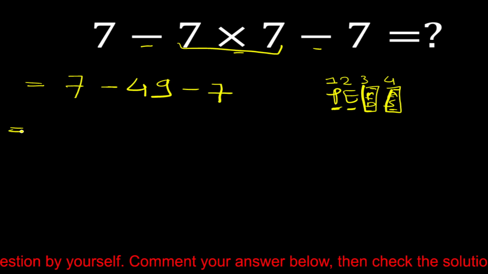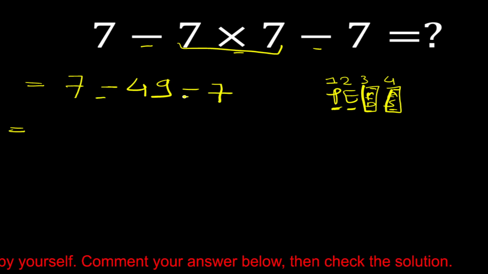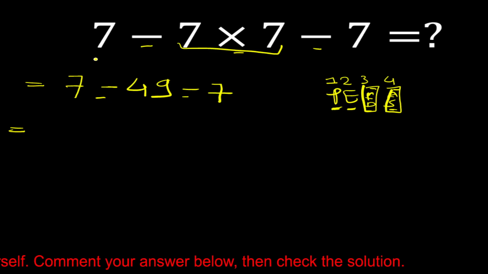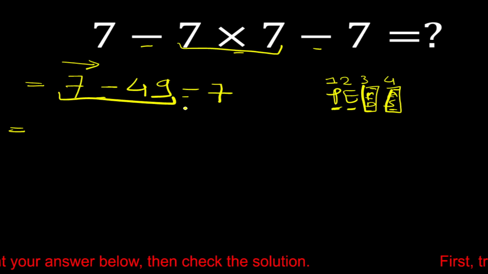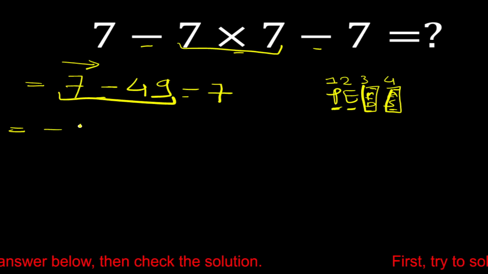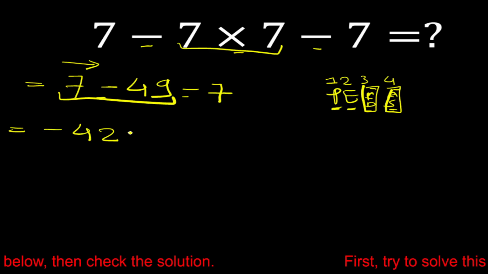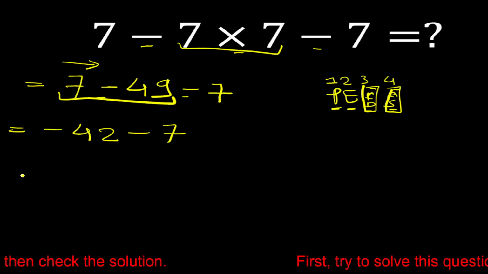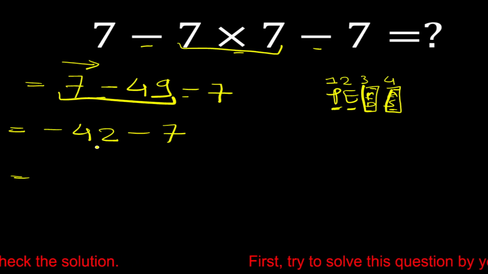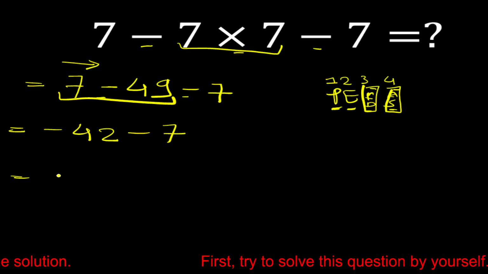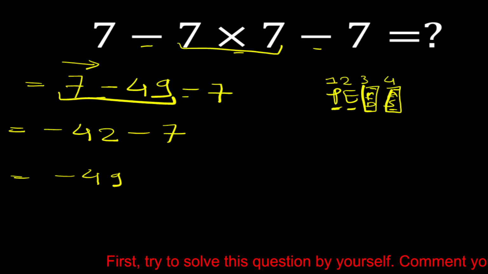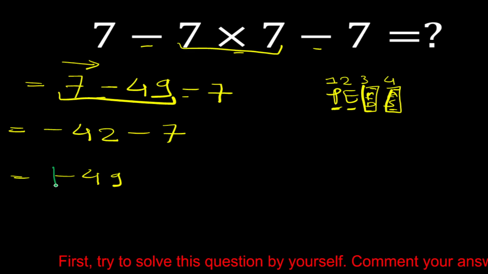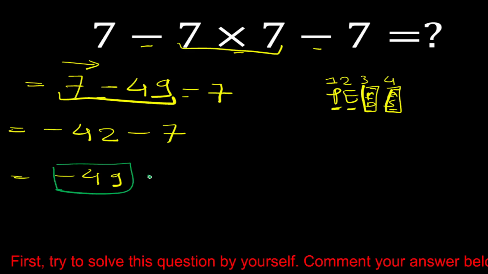Okay. Now here is a subtraction and here is subtraction. Both have equal priority. Therefore, we have to solve it from left to right. Okay. So 7 minus 49 is equal to minus 42 minus 7. Now minus 42 minus 7 is equal to minus 49. So the correct answer is minus 49.